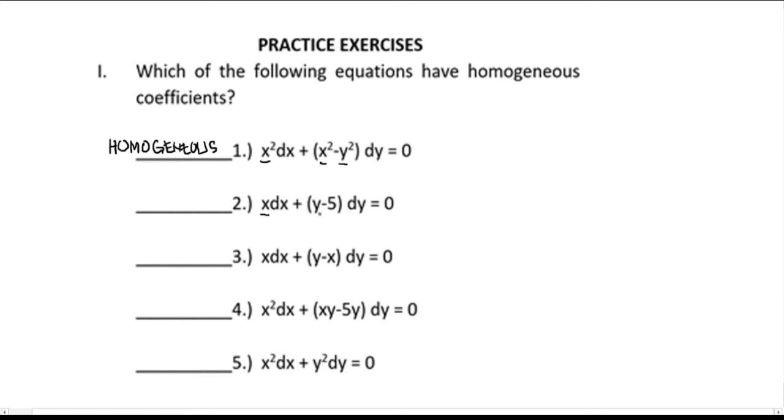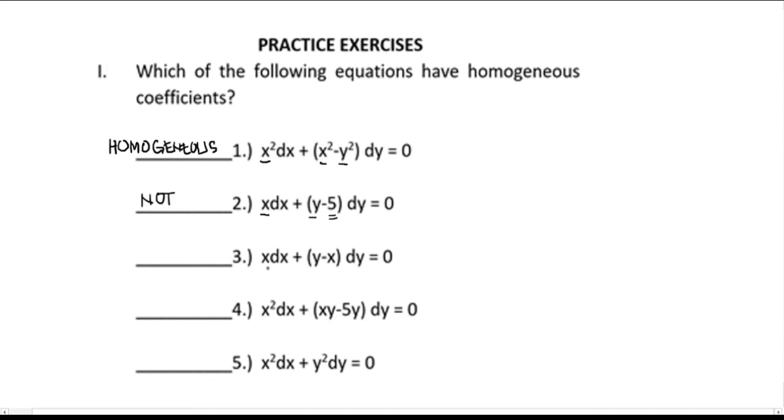For number 2, the dx term has a degree of 1. But for the dy term, we have y here and a constant. Y has a degree of 1, but constant has a degree of 0. So not all of the terms here have the same degree. Therefore, this is not homogeneous.